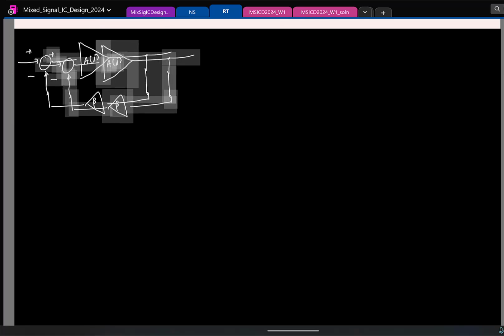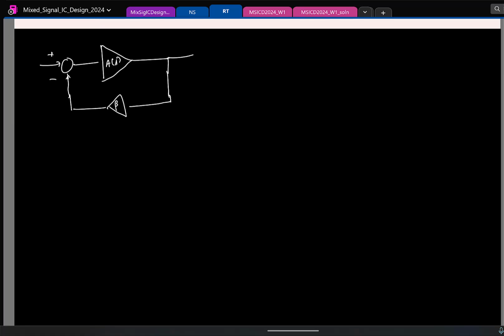Again, let me write the results once again. The transfer function I have assumed is a0 upon 1 plus s by p1. And if the feedback factor is beta, what was the unity loop gain frequency? Beta a0 p1. And this was in turn equal to the 3 dB bandwidth for the closed loop system as well as the closed loop pole location also. Fine. Great.